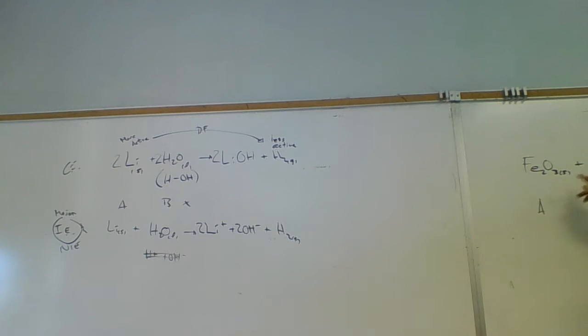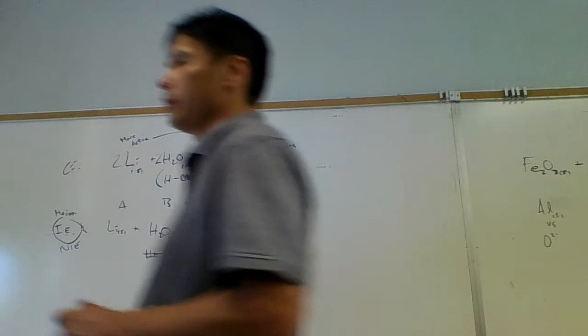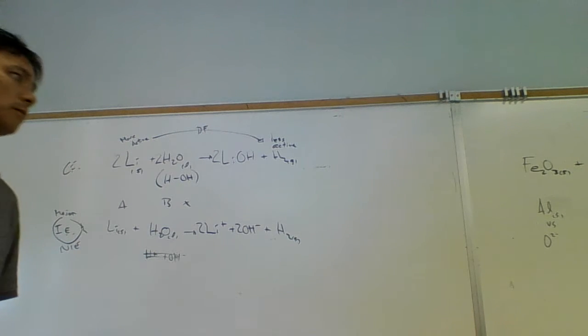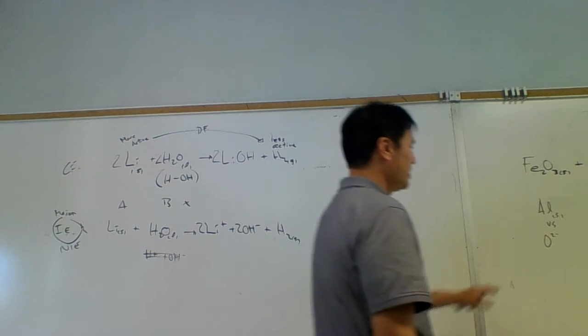As far as reducers go, we have aluminum solid versus oxide. Which one loses electrons easier, oxide or aluminum? Is oxygen happy at -2?